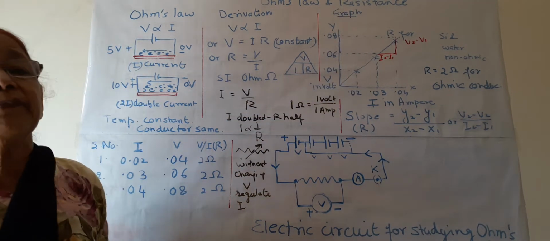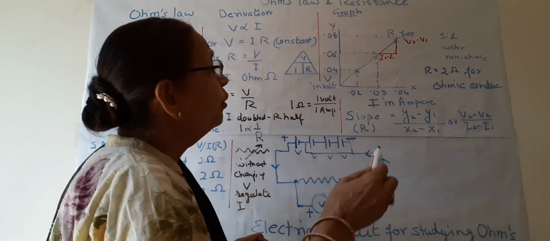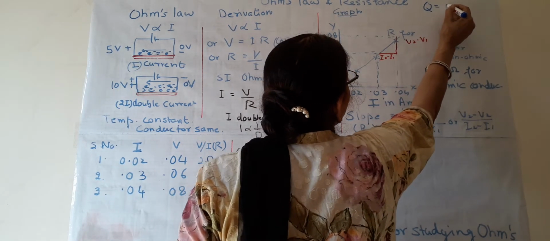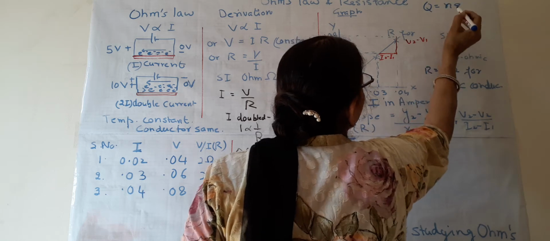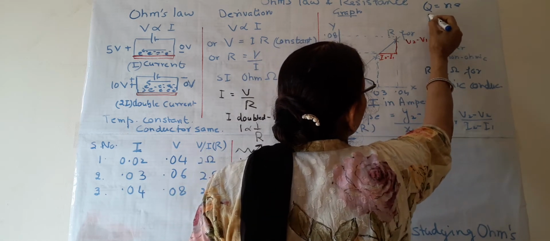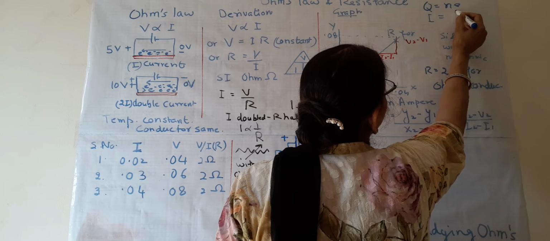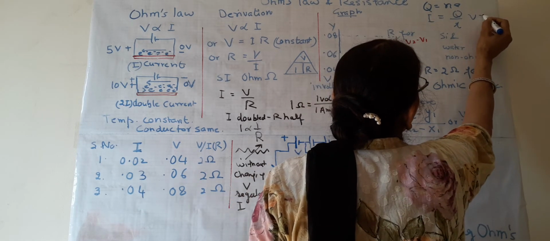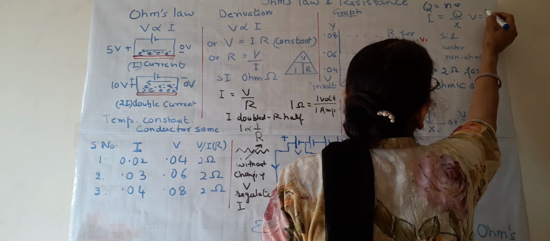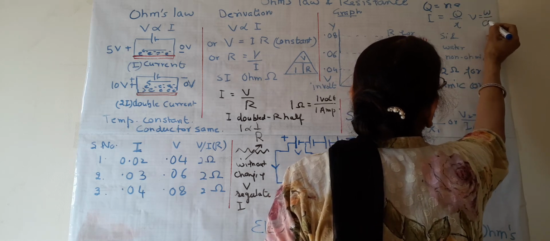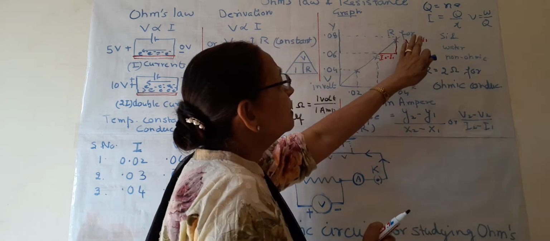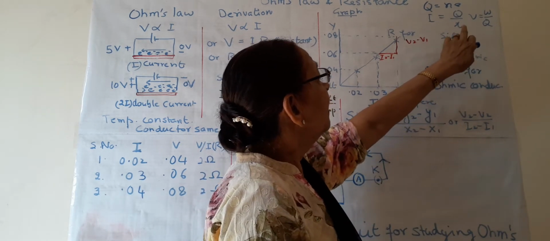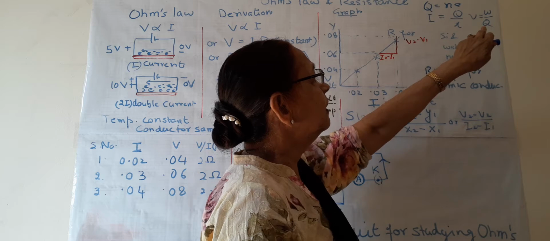Till now, we have learned three formulas. One is Q is equal to nE. Second, current is equal to Q by T. And third, V is equal to W by Q. So these three formulas you have to memorize by heart, and this is first, second, third.